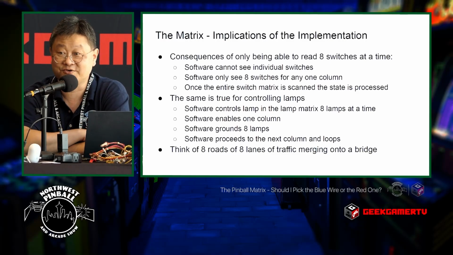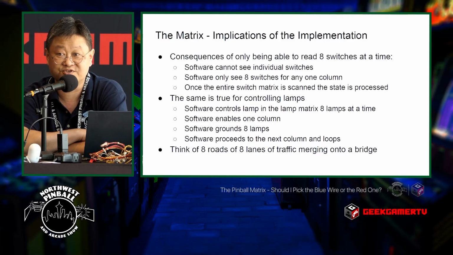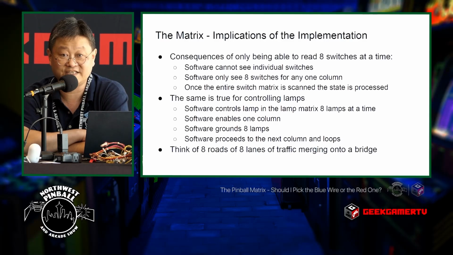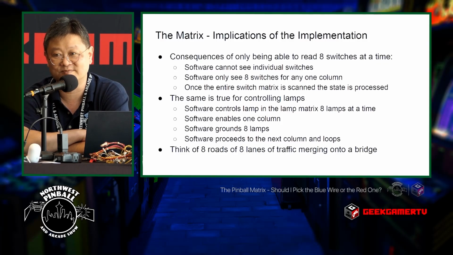Okay, so the consequences of this. Well, you can only read 8 switches at a time. So that means the software just doesn't see individual switches. When it reads a row of 8 switches, it sees all 8 at once. It doesn't see switch 5. It just says, give me the 8, all of them, and it records that. But it only records that 8 at one time. Again, if it wants to see a different column, it's got to switch to that column and read 8 switches at that time.